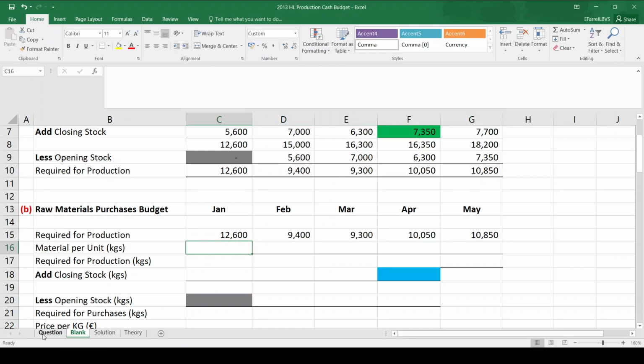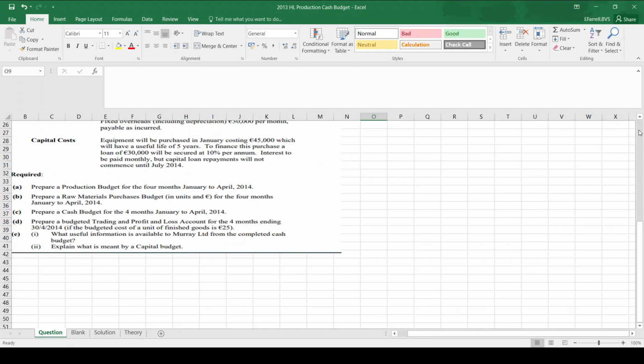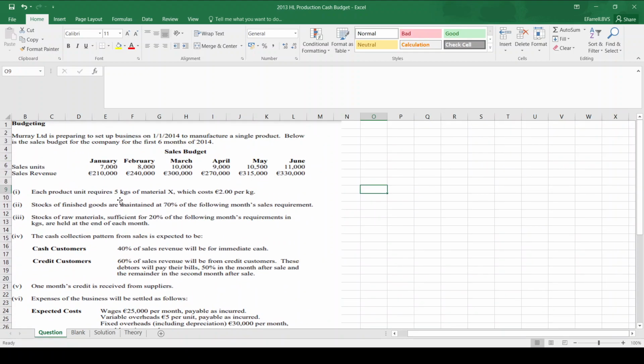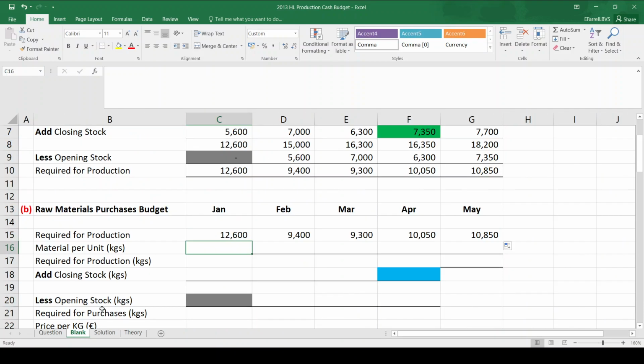Then in the question, it says that to make a unit, we need 5 kgs of this material X. There's only one material needed to make these units, material X, and we need 5 kgs per unit. So I'm simply going to multiply all the units by 5. And that's going to be the same the whole way across.